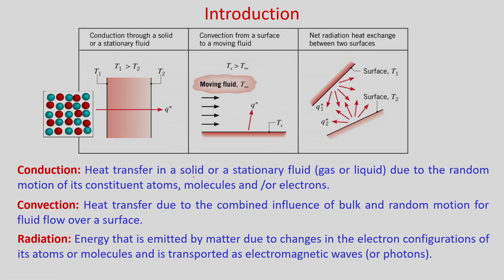So, heat transfer in a solid or a stationary fluid, gas or liquid, takes place due to the random motion of its constituent atoms, molecules and/or electrons. You can see this is conduction through a solid or a stationary fluid. This wall temperature is T1 and this wall temperature is T2, and let us assume T1 is greater than T2.